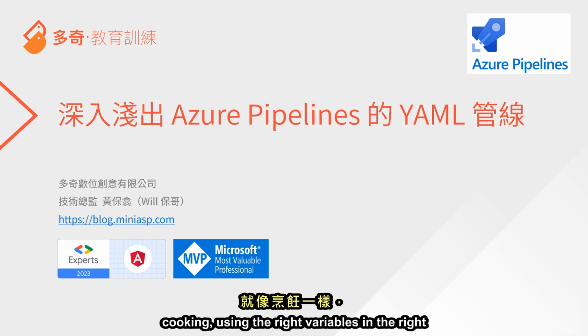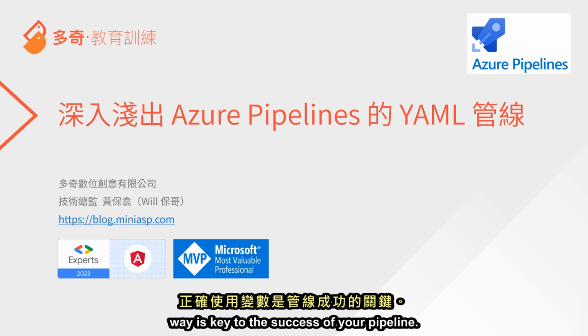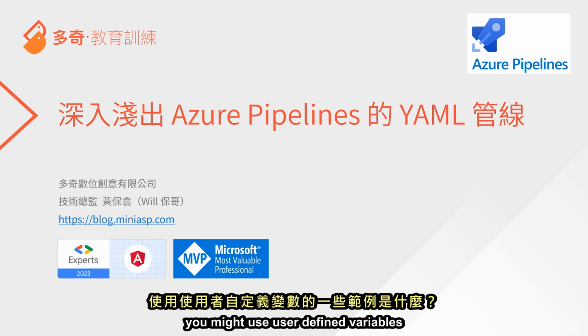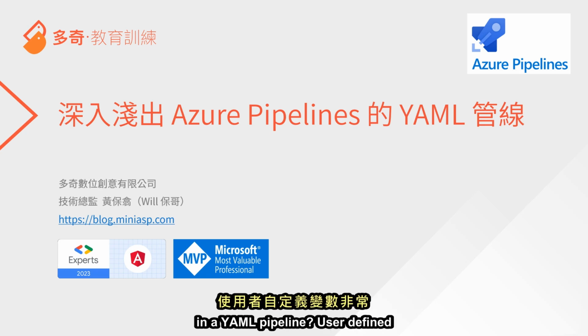And just like with cooking, using the right variables in the right way is key to the success of your pipeline. So let's start with the basics. What are some examples of how you might use user-defined variables in a YAML pipeline?